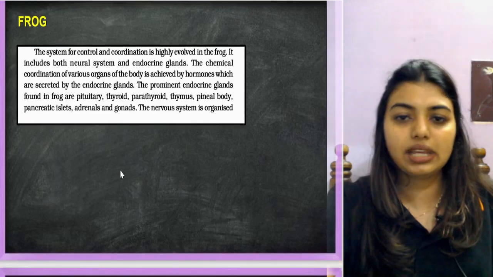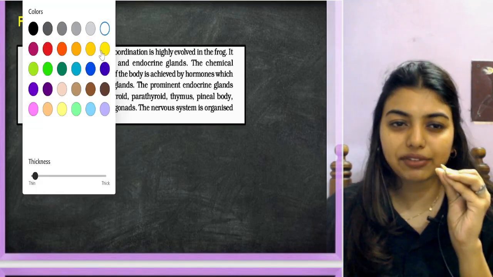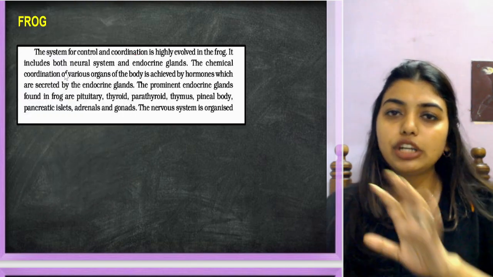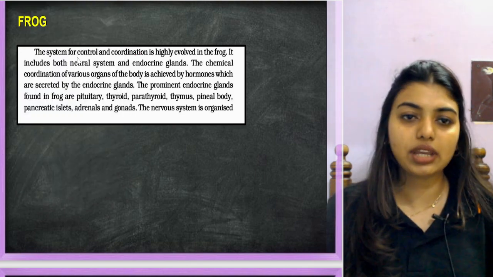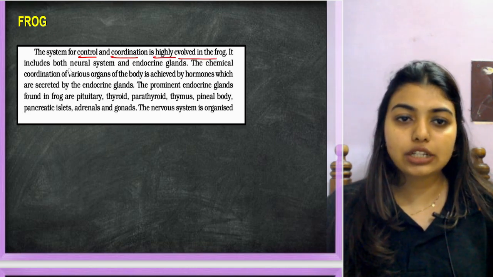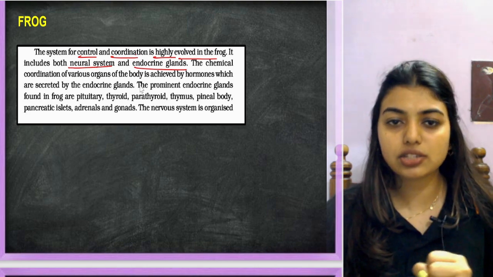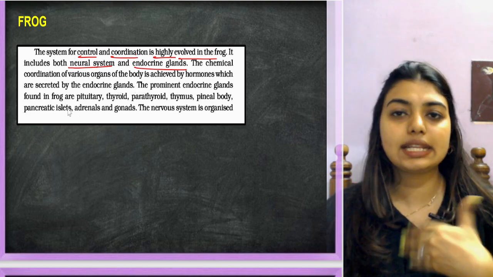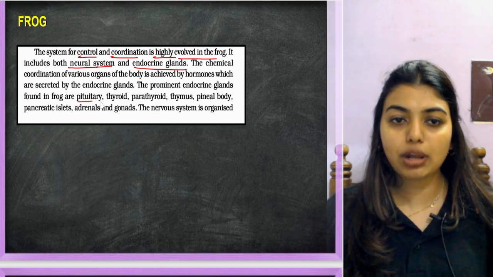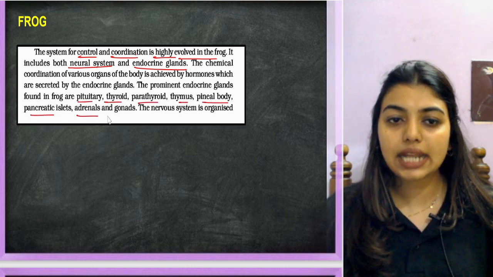Now the next one. Here, the system of control and coordination, I told you they have given a very brief, very small explanation. They are only talking about which glands they have. Control and coordination is highly evolved in frogs. It includes both neural system and endocrine system. The chemical coordination by various organs is achieved by the hormones secreted by the endocrine glands. The prominent endocrine glands found in frog are pituitary, thyroid, parathyroid, thymus, pineal, pancreatic, adrenal, gonads.